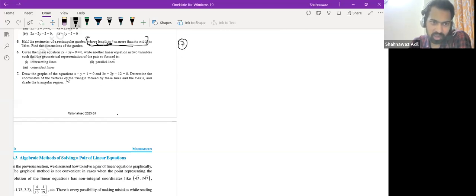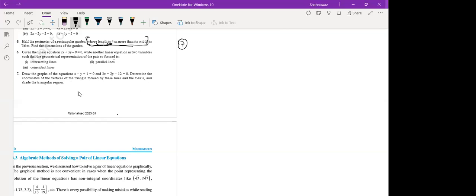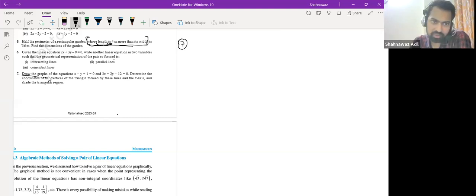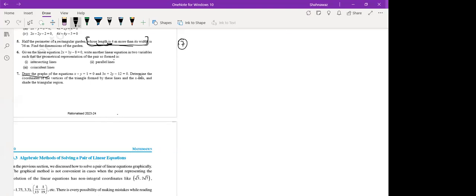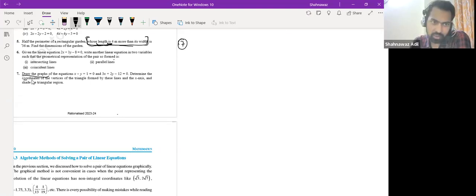So now let us start this seventh question, right? So we have to draw the graphs of equation, this and this. Determine the coordinate of the vertices of the triangle formed by these lines and the x-axis, and shade the triangle. So this question has three parts. First part is draw the graph. Second part is determine the coordinate of the vertices. And the third part is shading the triangle.